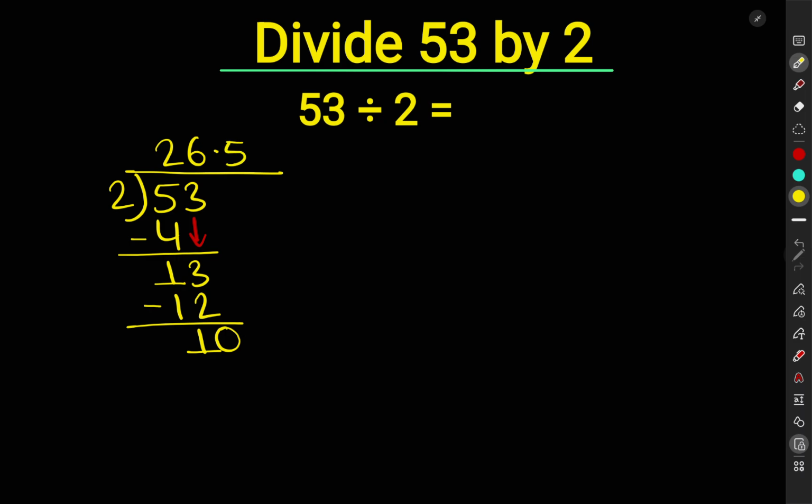So 2 times 5 means 10. On subtracting it becomes 0. So 53 divided by 2, we get 26 decimal 5.